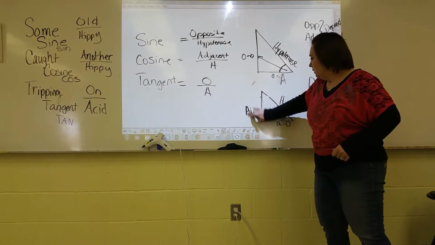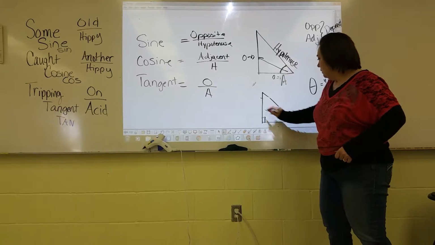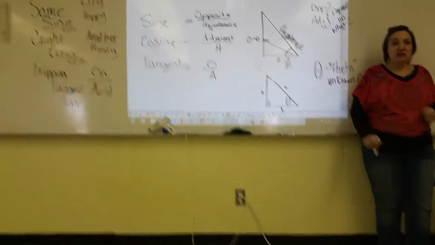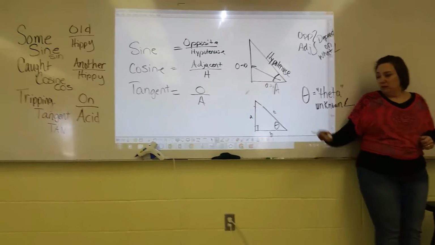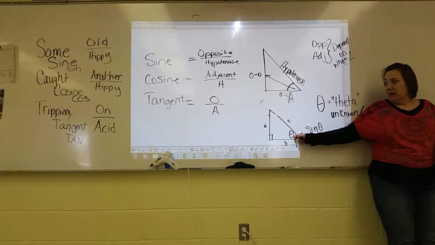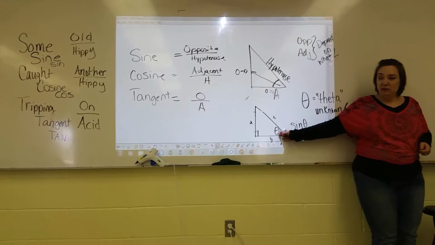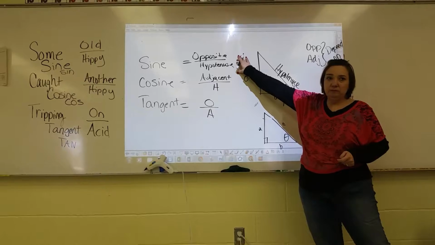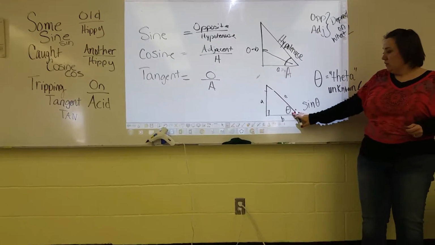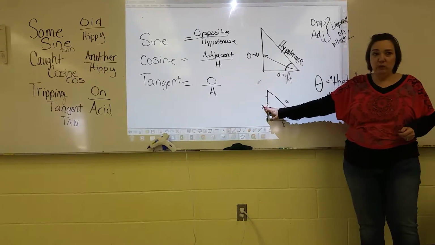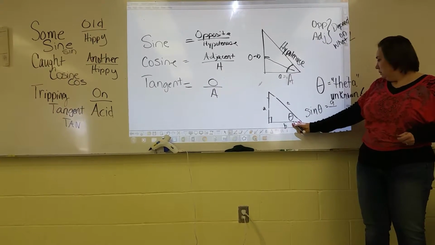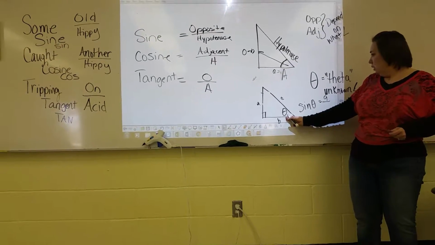So you might see something like this right here. I'm labeling these as A, B, C just so we can talk about it. So you might see something like this, and I might say, what's the sine of theta? And so you would tell me the sine of theta. Well, how do you find the sine of theta? What do we use? Opposite and hypotenuse. So the sine of theta in this case would be the opposite side, which is A, over C.